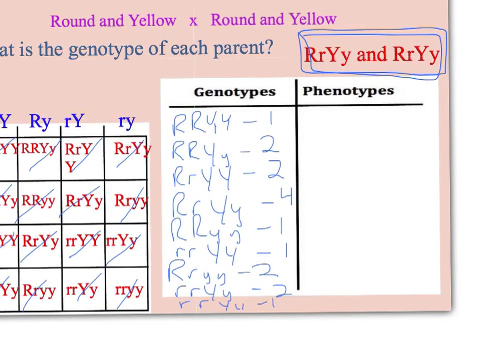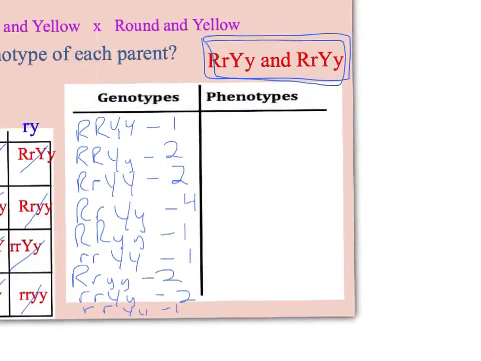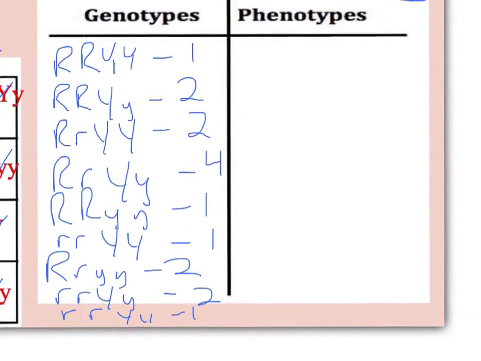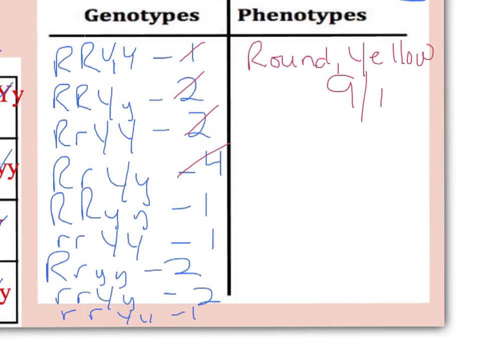Okay. Sorry for my sloppy writing here, guys. But I've got those genotypes, so now I can figure out the phenotypes. So big R, anytime I have a big R, I know it's going to be round. And I have a big Y, so I know it's going to be yellow. So with that, I know this one is that. I know these two are that. I know these two are that. And these 4. That's it. So with round and yellow, I actually have 9 out of 16.